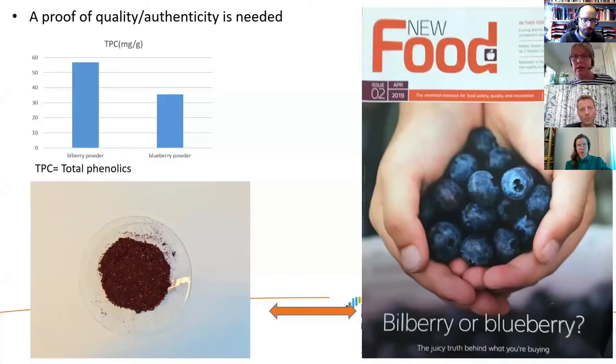An example about the bilberry or blueberry. So the bilberry is the wild berry, and blueberry is normally the cultivated berry. So if it's sold as a powder, how can you tell if the powder is bilberry or blueberry? So at Centria, we have developed the analysis method called total phenolics. And as you can see in the graph, the concentration of total phenolics for bilberry powder is higher than in blueberry powder.